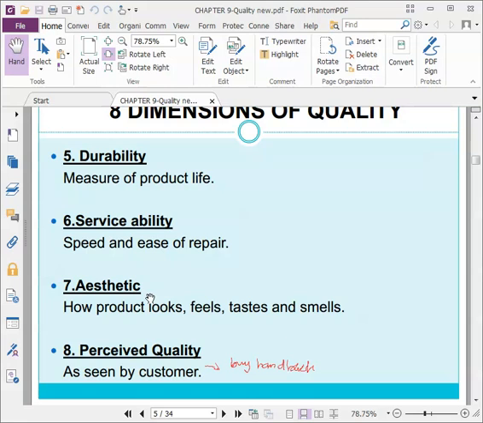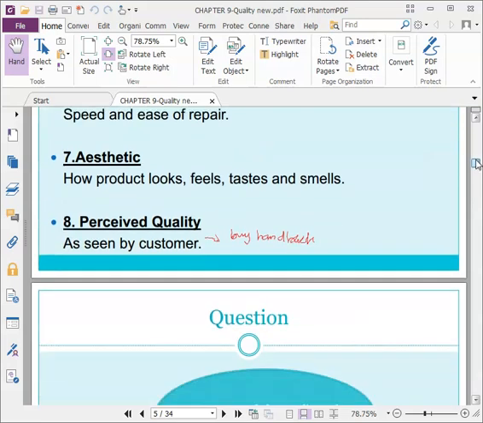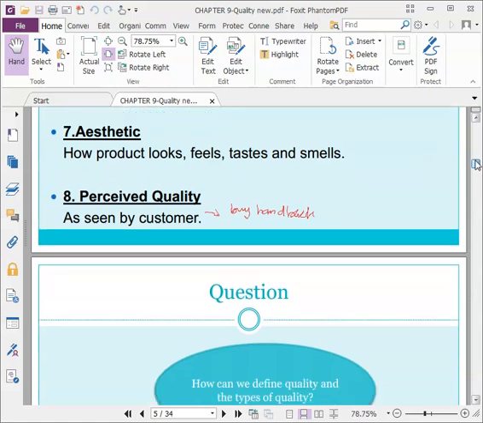Alright, quality. Okay, and then the seventh is aesthetics. How product looks, feels, tastes and smells. That is aesthetics. Okay, the features, aesthetics. What is the product taste, smell. Okay, the eighth, perceived quality as seen by the customer.